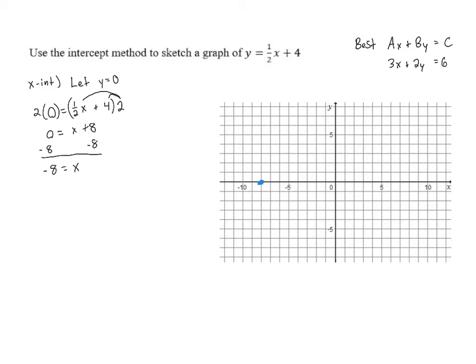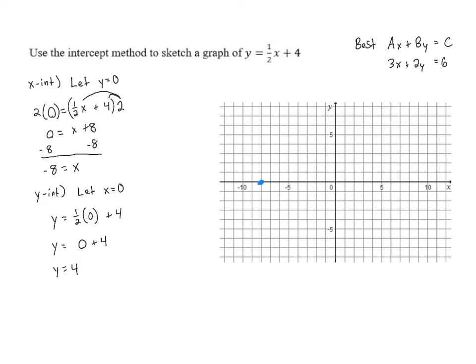Now let's find the y-intercept. The y-intercept happens when x equals 0. So we're going to let x equals 0. So now we have y equals 1/2 times 0 for x plus 4. Anything times 0 is 0. So we just have 0 plus 4, which of course is 4. So that means the y-intercept is 4.